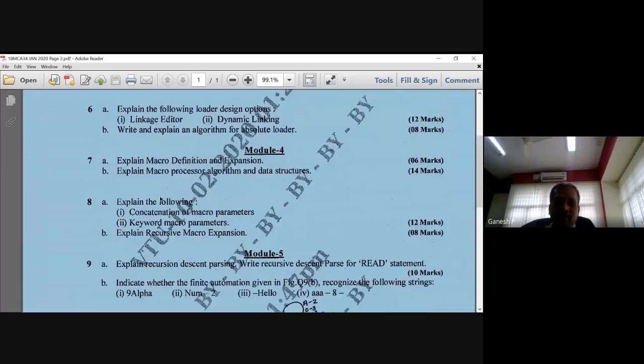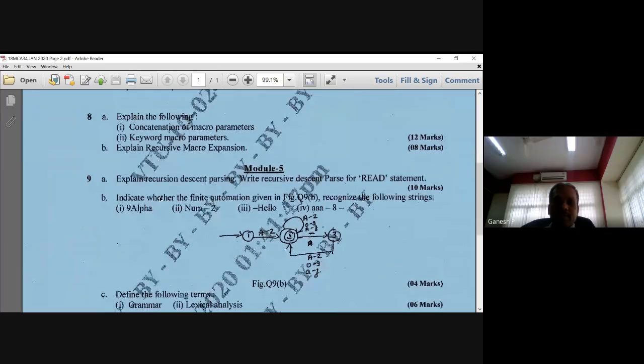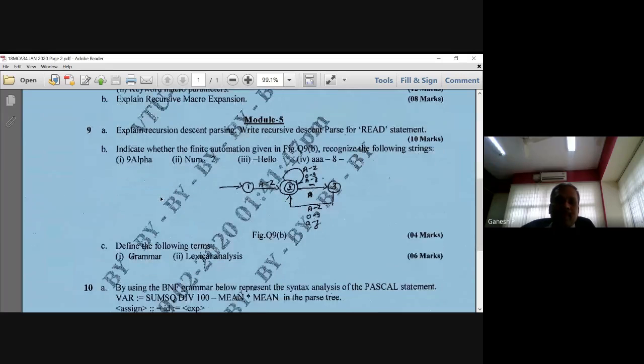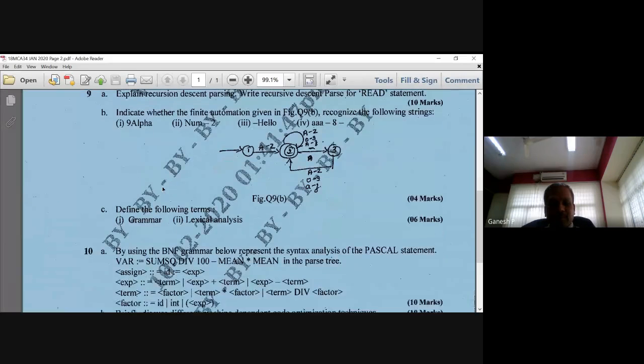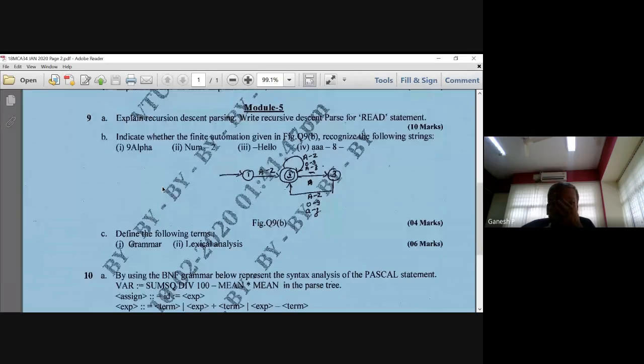Coming to module 5, the last one, which deals with compilers. Explain recursive descent parsing; it should be recursive, not recursion. Write the recursive descent parse tree for a read statement. The statement is not given here. You know a read statement is going to have read within brackets, ID and ID list and so on. Normally you're not expected to learn this by heart, but since it is very familiar, please try to remember it.